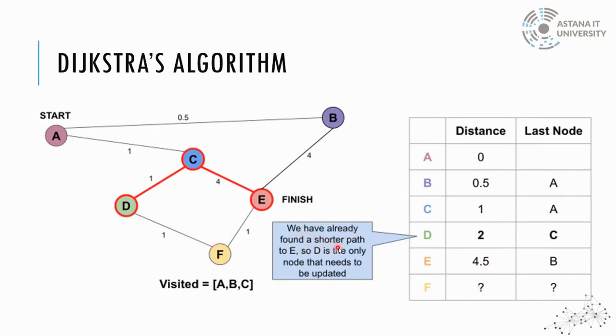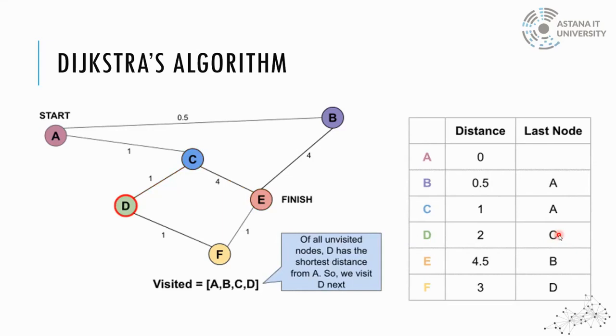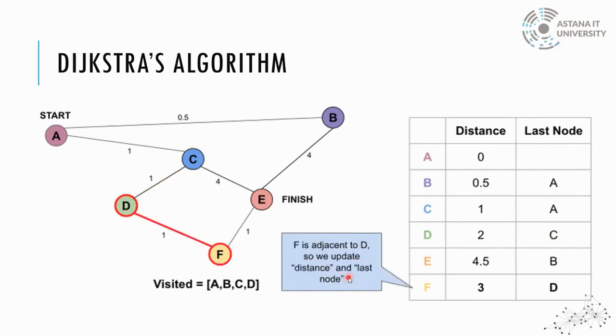So we have already found the shorter path to E. This is the only node that needs to be updated. As you see, we put 2 here, because 1 plus 1 is 2. And the last node, the predecessor, is C. Next, of all unvisited nodes, D has the shortest distance from A. So we visit D next.